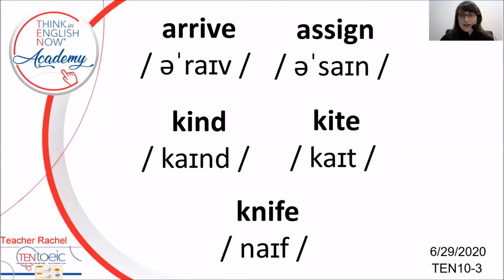Next one, knife. This is what we use specifically in the kitchen, maybe to cut vegetables or to cut meat, or even as we eat our lunch or dinner, we use a knife to eat. So it's generally used to cut.